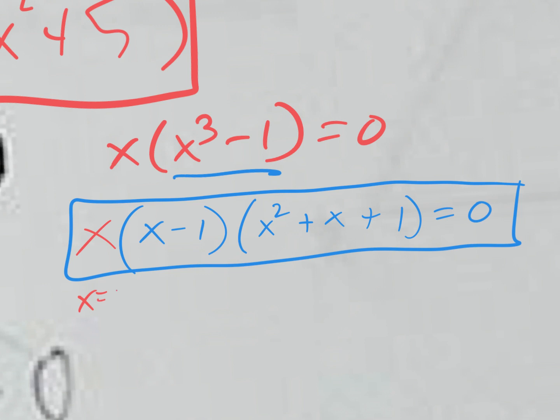Right, you get x equals 0. You get x equals 1. And I believe this is no solution. Yeah, I don't know. I'm pretty sure this is no solution. I haven't done it in a while. You could plug that into the quadratic formula and see if it's no solution. Okay.